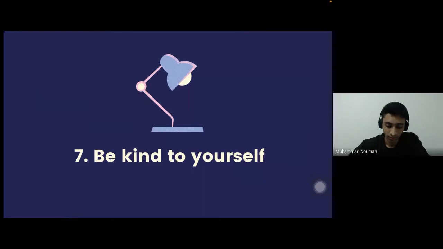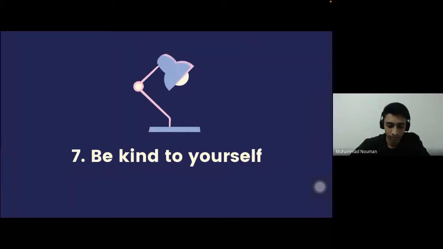And the last one is be kind to yourself. Remember, this is an unusual situation, and things will not feel normal. Be kind to yourself and acknowledge that you might not be as productive as you usually would be. So be realistic about what you can achieve in the unusual situation, and relax when your work is done.